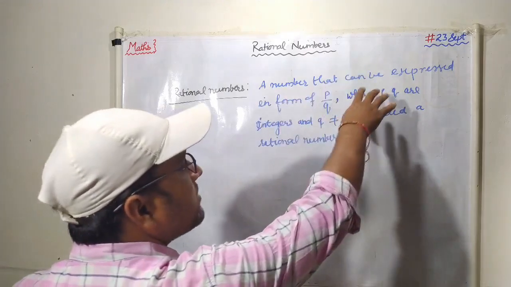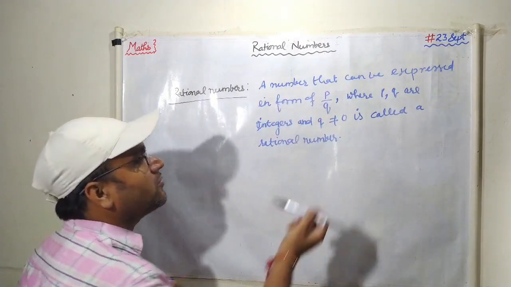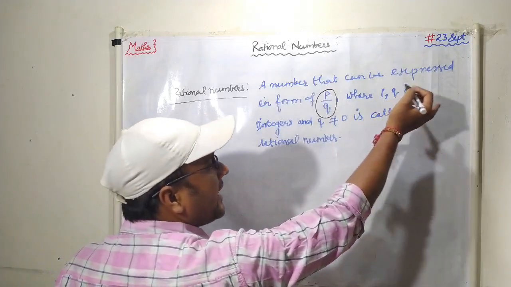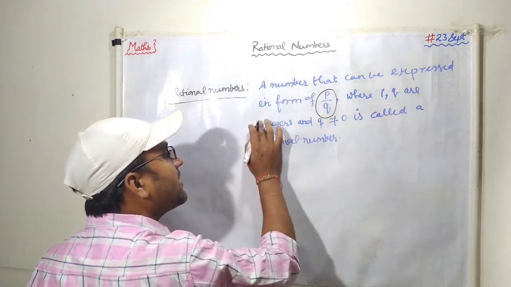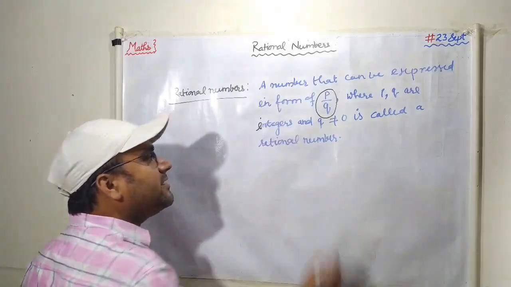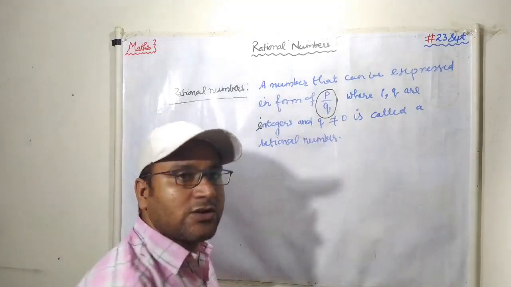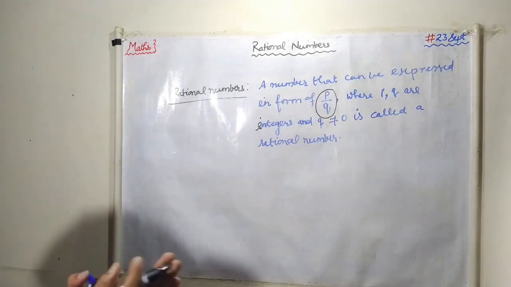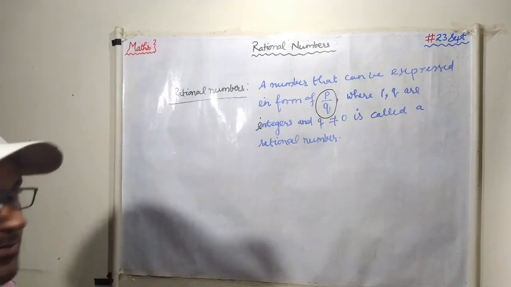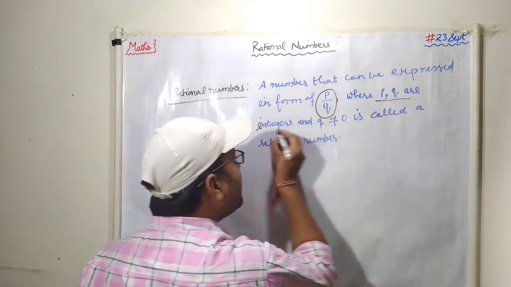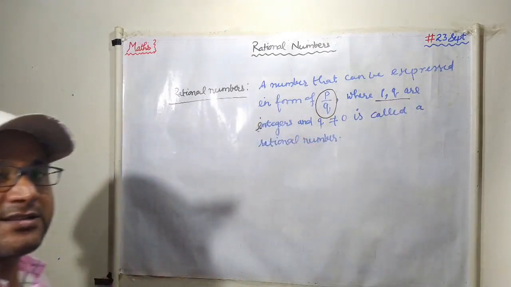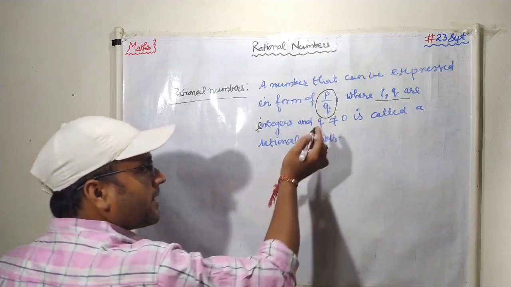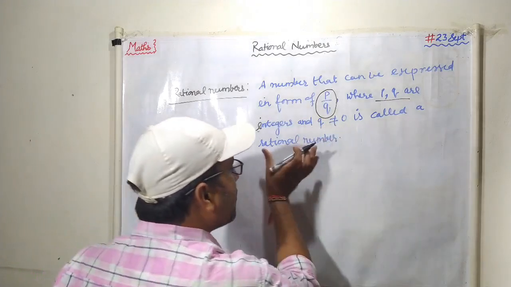A number that can be expressed in the form of P upon Q, where P and Q are integers and Q is not equal to 0, is called a rational number. It is the same as a fraction, but here P and Q are integers, whereas in a fraction P and Q are whole numbers.